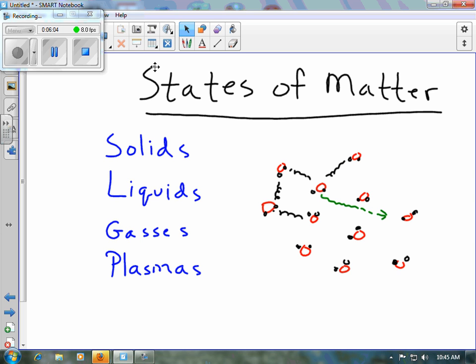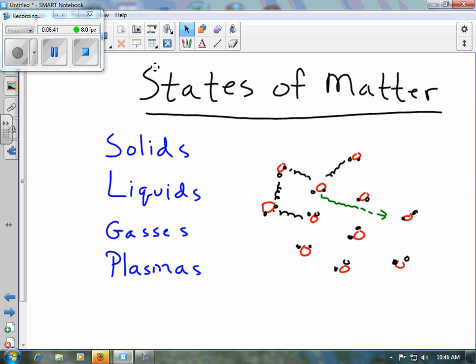So you end up with a situation where the water has a fixed volume because of these forces, but the forces aren't strong enough to keep the atoms from moving at all. So that's where you get the situation of a liquid, where the atoms or molecules can move around, but they're not going to be totally fixed in their position. So that's a liquid.